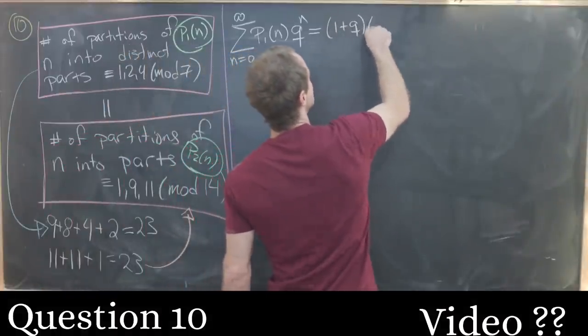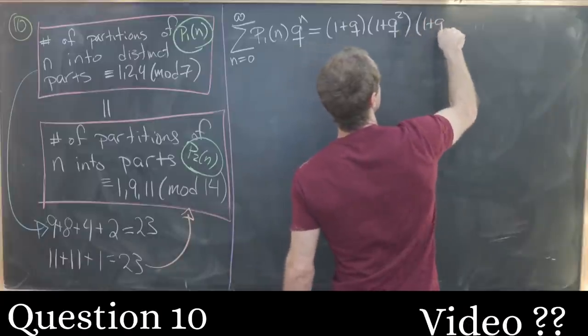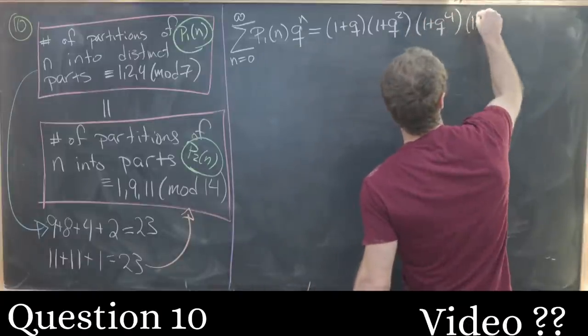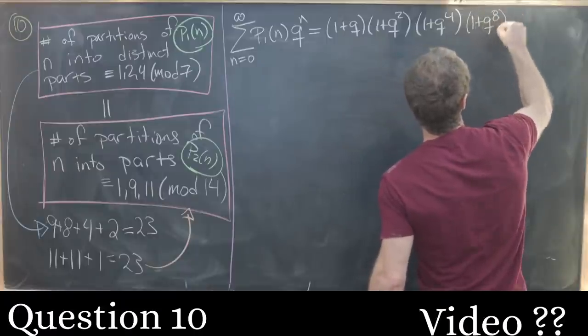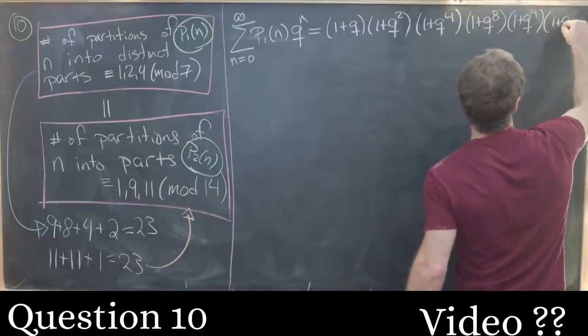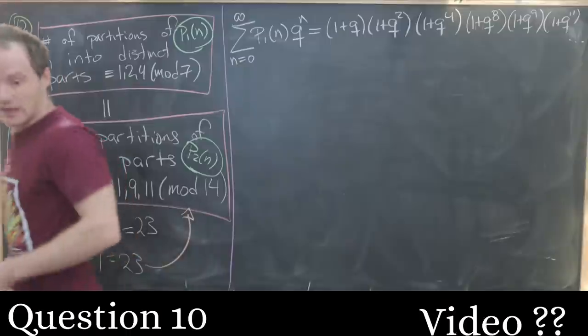1 plus q, times 1 plus q squared, times 1 plus q to the fourth. The next one will be 1 plus q to the 8. The next one will be 1 plus q to the 9. The next one will be 1 plus q to the 11. Like I said, that's an infinite product.